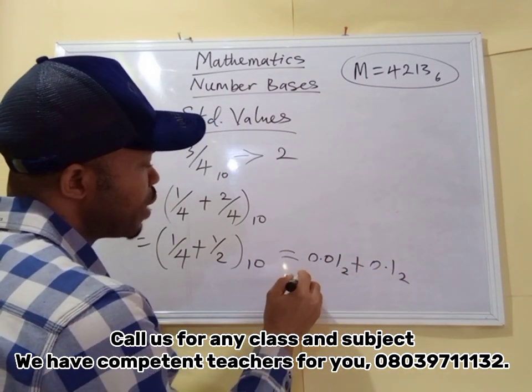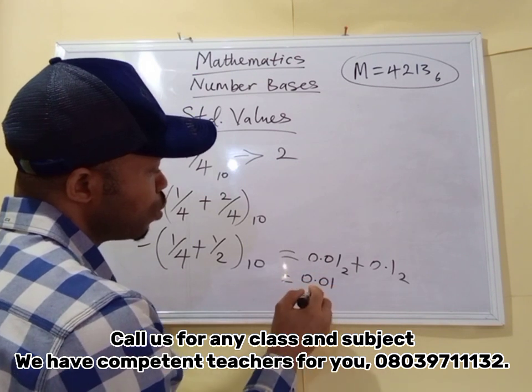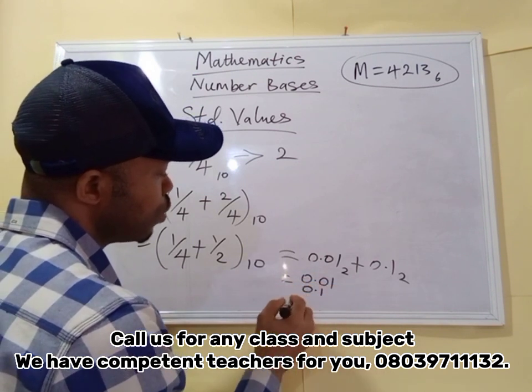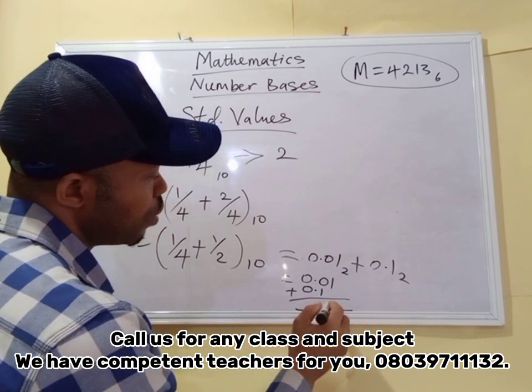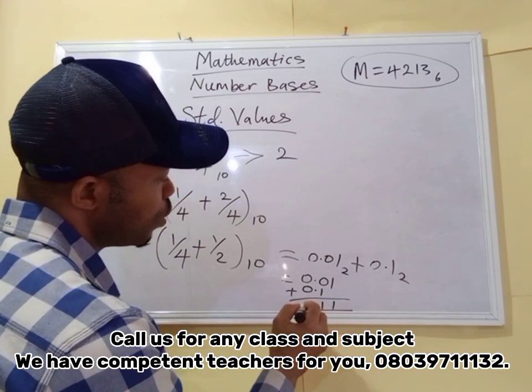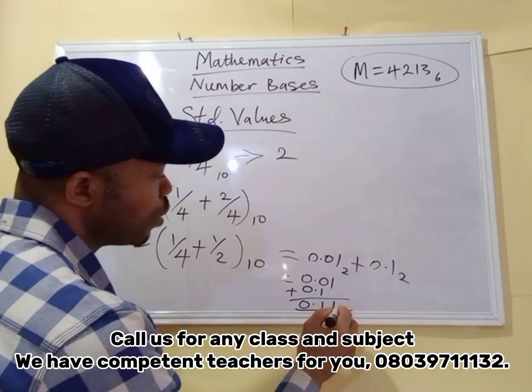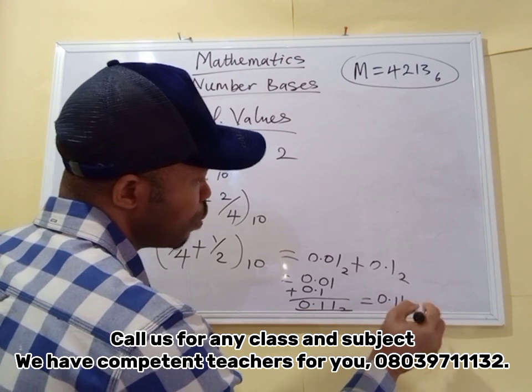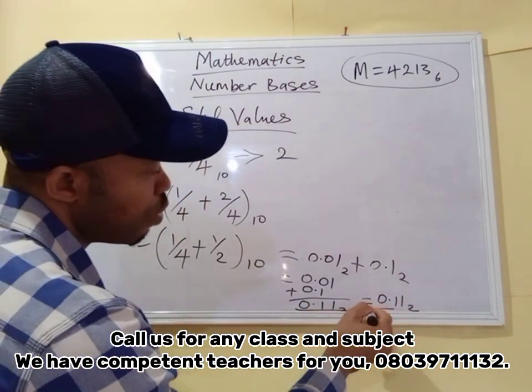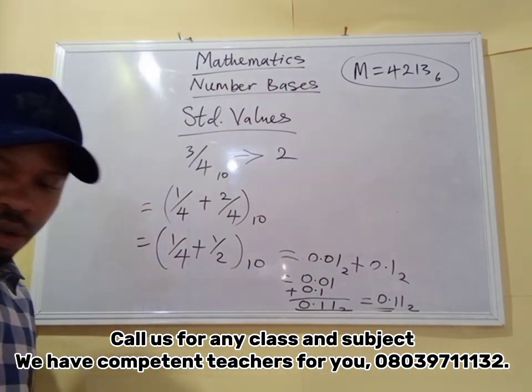So when you add 0.01 and 0.1 up, you are going to have 0.11 base 2. So our final answer is 0.11 base 2. This is how to solve this kind of problem. Alright.